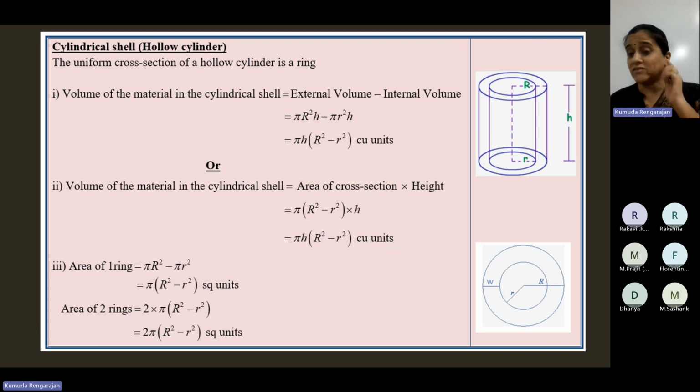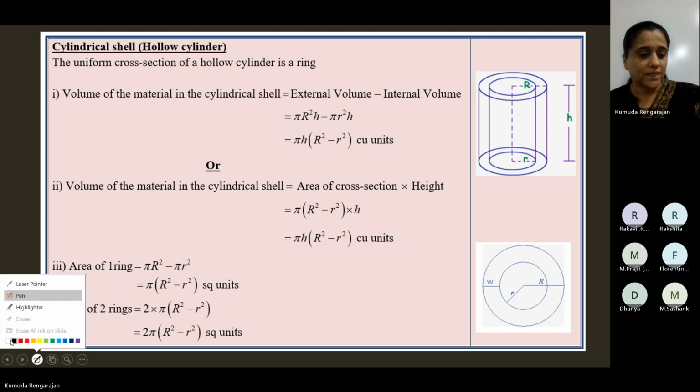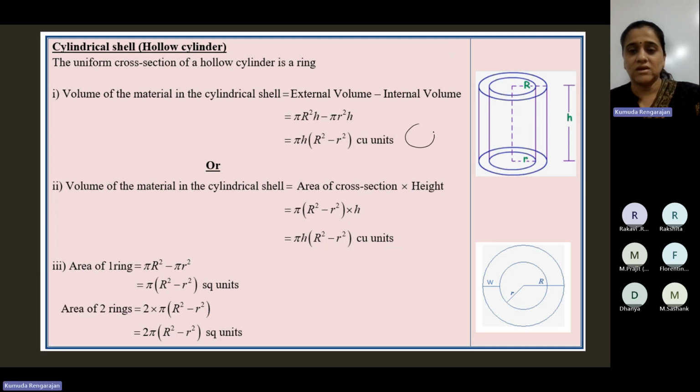Ring meaning not the ring we wear. It's a ring like this. This one is empty. This one is open. There's no material here. There's material only here. Supposing this one is made of metal, there's metal only here. This one is empty. There's no metal. You can put it inside your finger. This one is hollow.